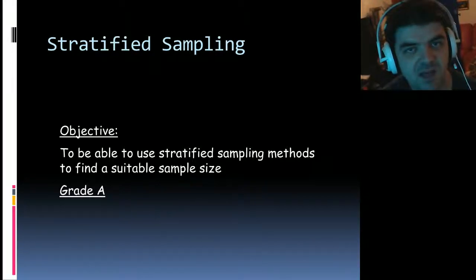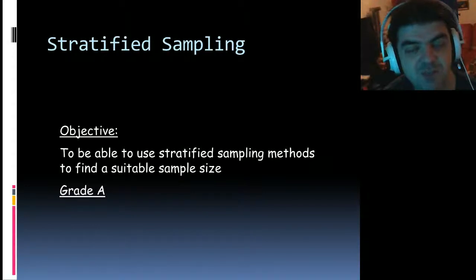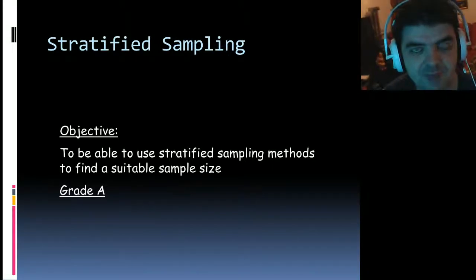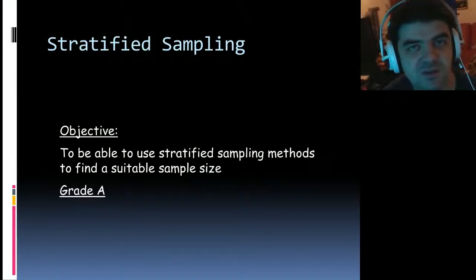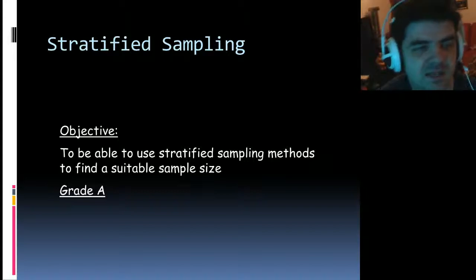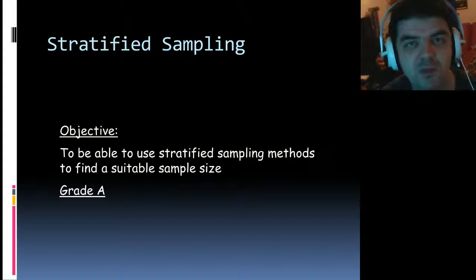Standing outside a gym for a healthy eating survey is probably not the best place to stand, because that survey is going to be skewed, as people coming to the gym are more likely to be healthy. If you stand in the middle of the mall, you might get a broader representation of people. But stratified sampling is something slightly different. It's to be able to use stratified sampling methods to find a suitable sample size. So it's more about the numbers that you're sampling.